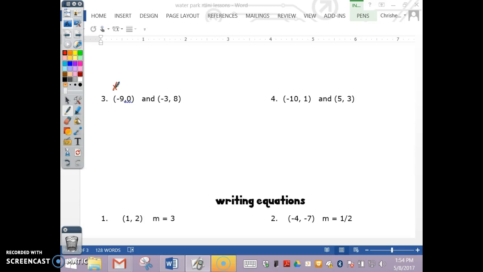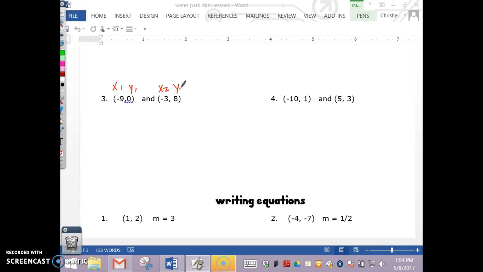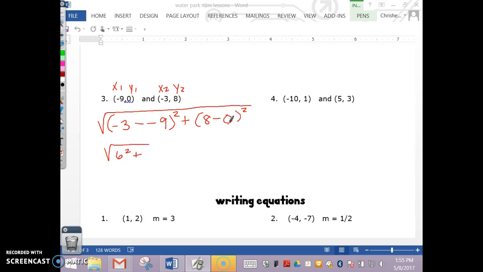All right. x1, y1, x2, y2. Take my x's, subtract them, and square it. Take my y's, subtract them, and square it. Add those together, put it under the square root. So negative negative makes a positive. So negative 3 plus 9 is going to give me 6. 8 minus 0 is 8. So this is 36 plus 64, which adds to 100. And the square root of 100 is 10.